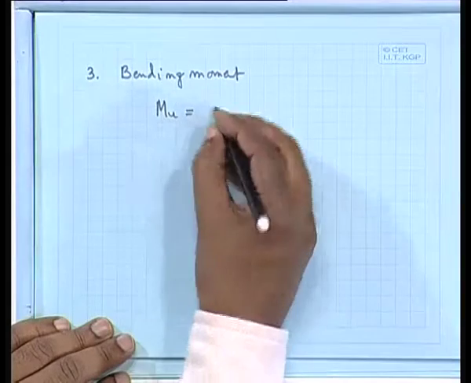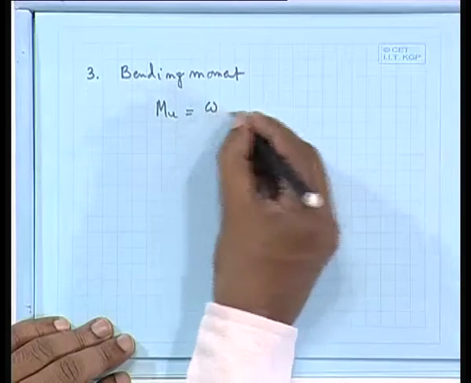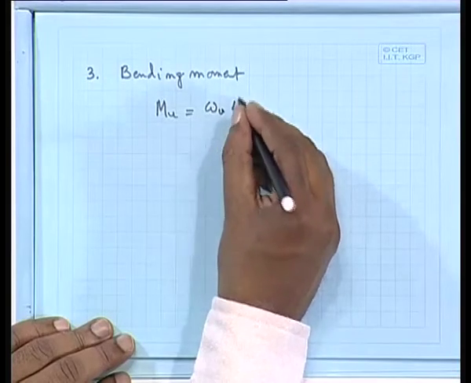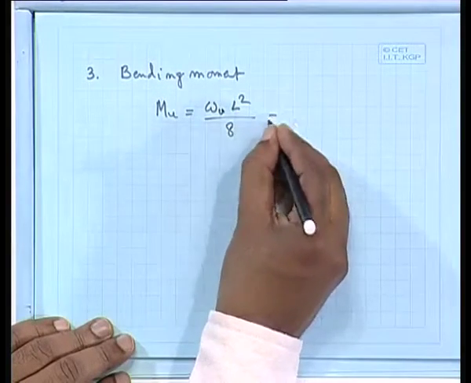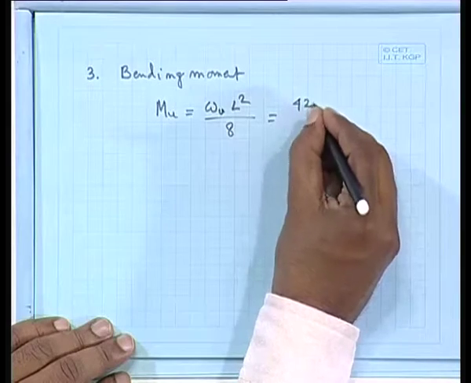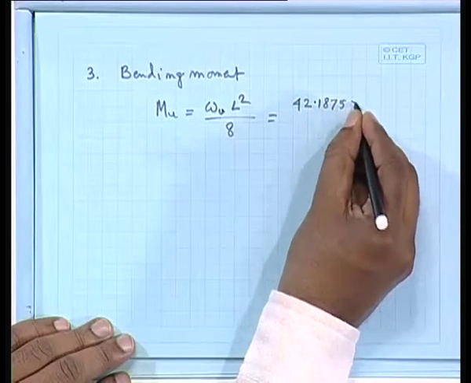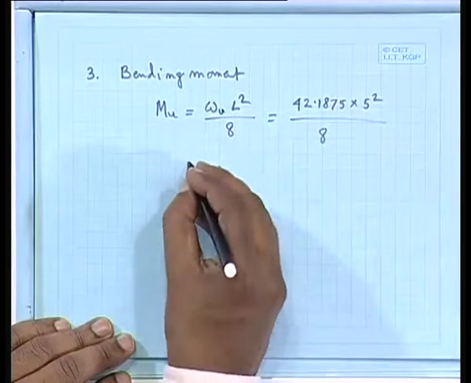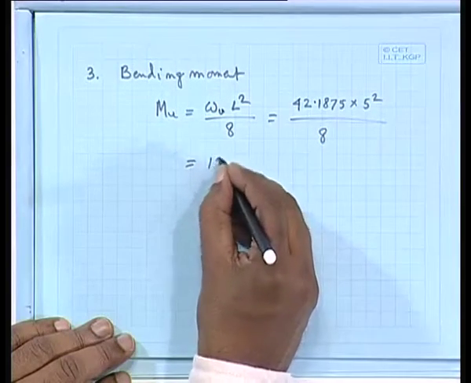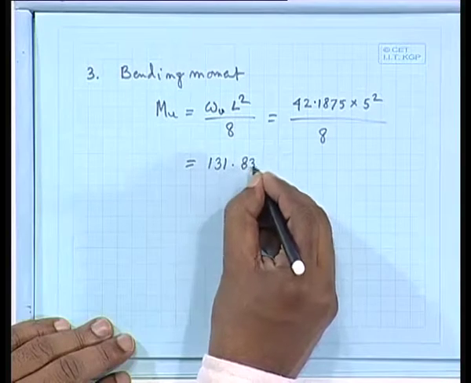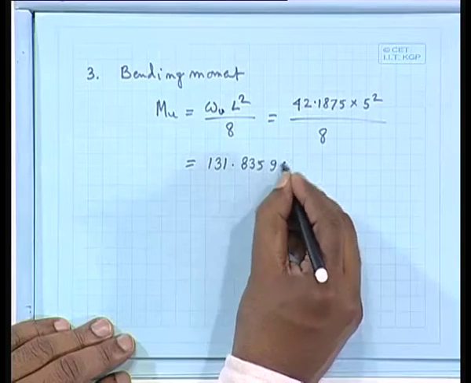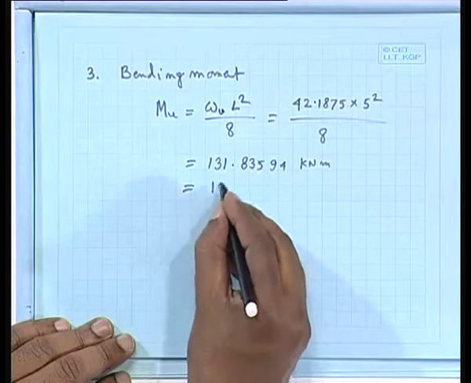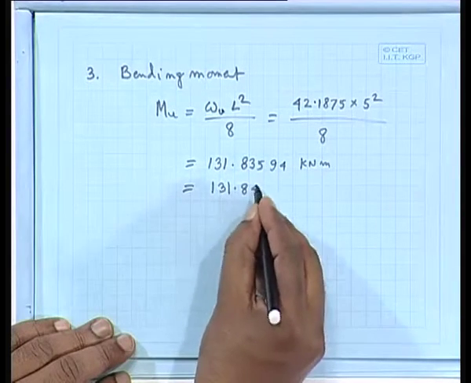mu equal to w u, say, ultimate times L square by 8. So 42.1875 times 5 square divided by 8 equal to 131.83594 kilonewton meter. We can take it as 131.84 kilonewton meter.